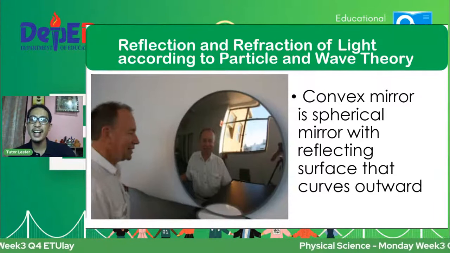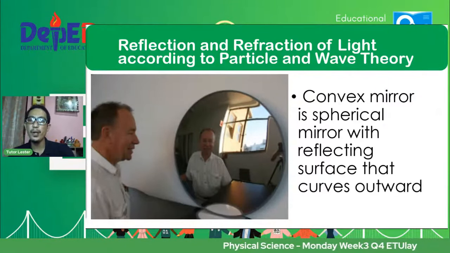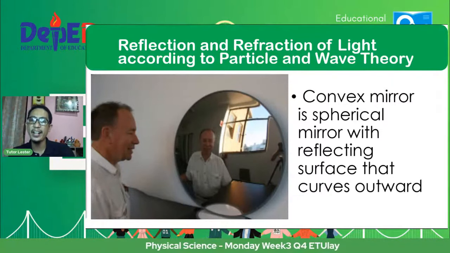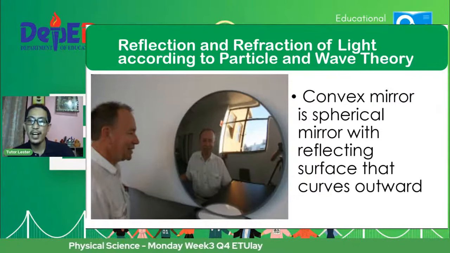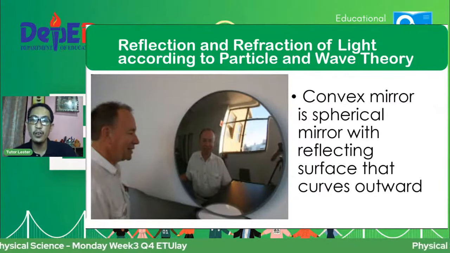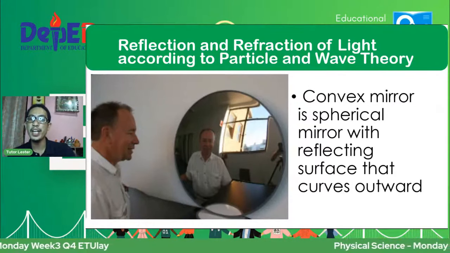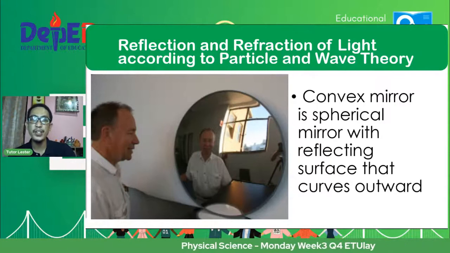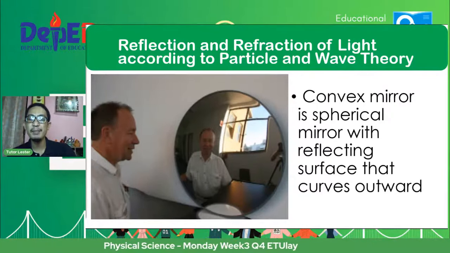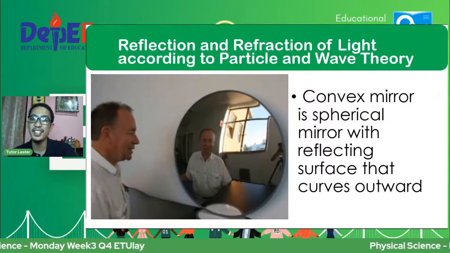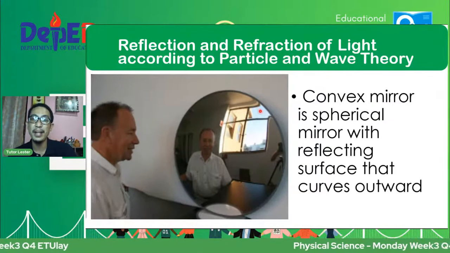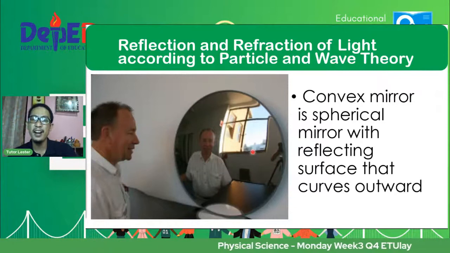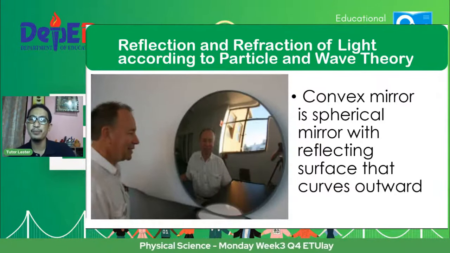Because of that, a convex mirror can reflect a wide angle and provide a wider field of view compared to the plane mirror. Convex mirrors are used as side mirrors in vehicles. We also see convex mirrors installed in convenience stores and groceries.